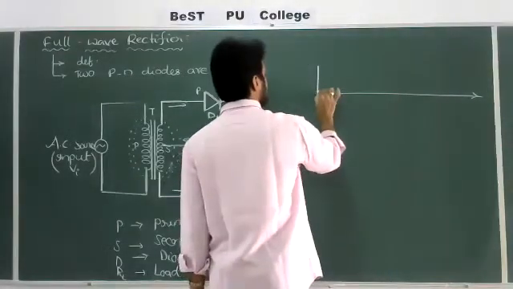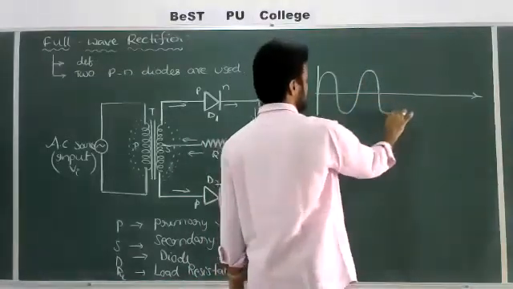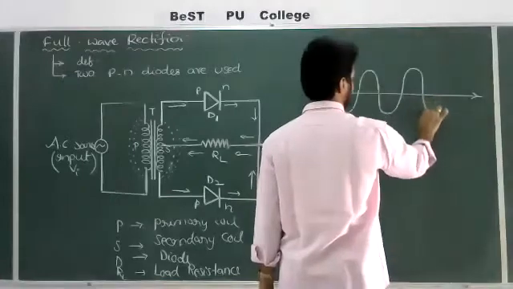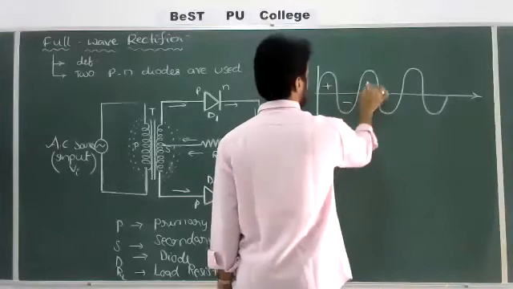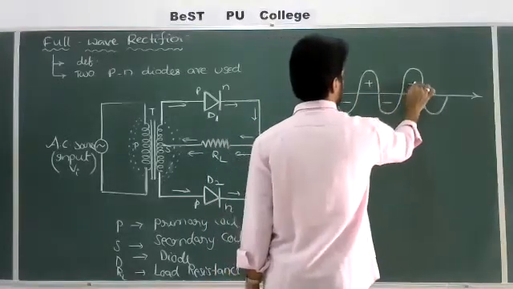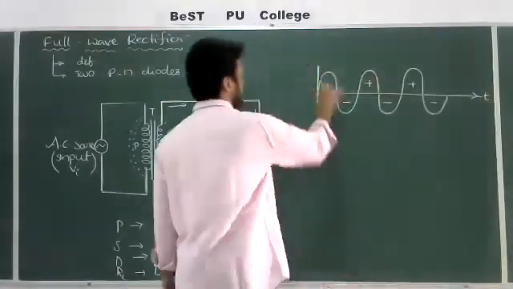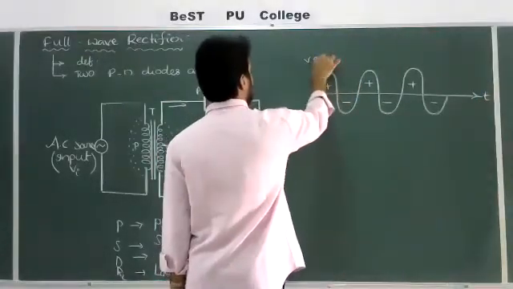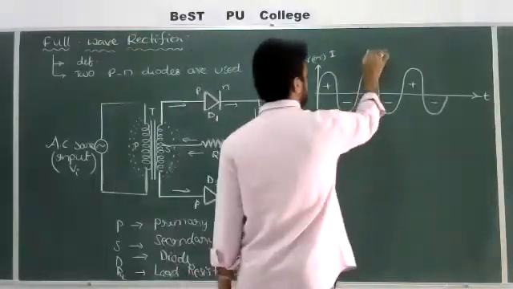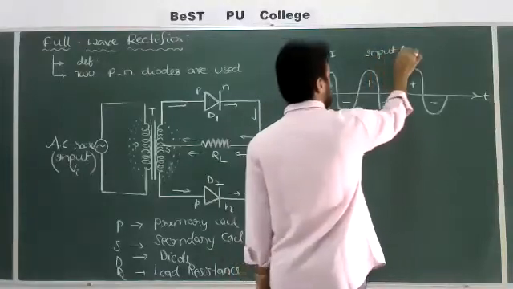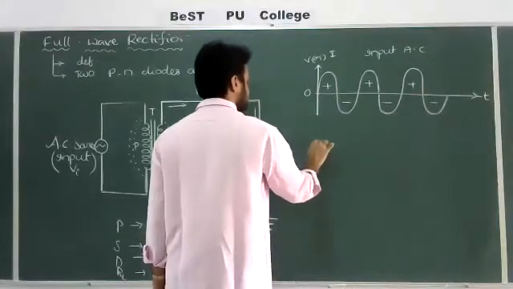For every half of the cycle, the direction of the current will be reversed, but the magnitude continuously changes. So like this, the first half of the cycle is positive, negative, again positive, negative, again positive and negative. Either time or phase angle can be taken on the x-axis, and either voltage or current on the y-axis. So this can be called input AC, alternating current.